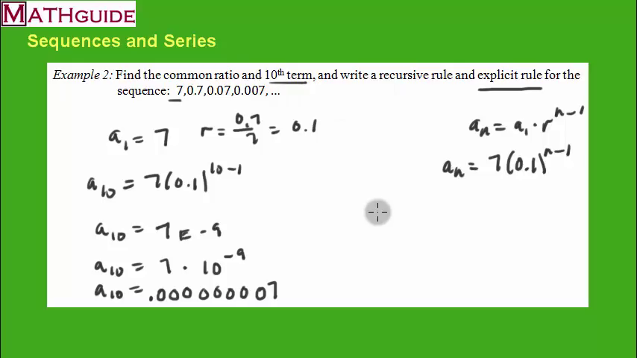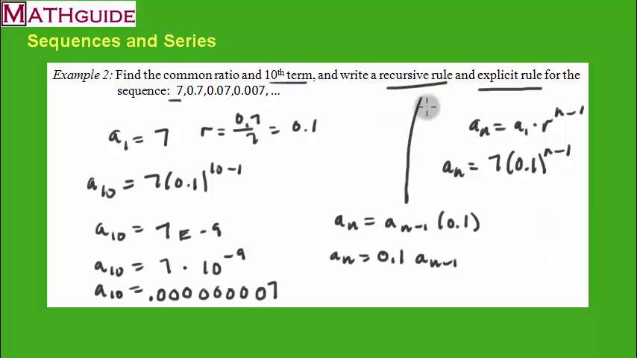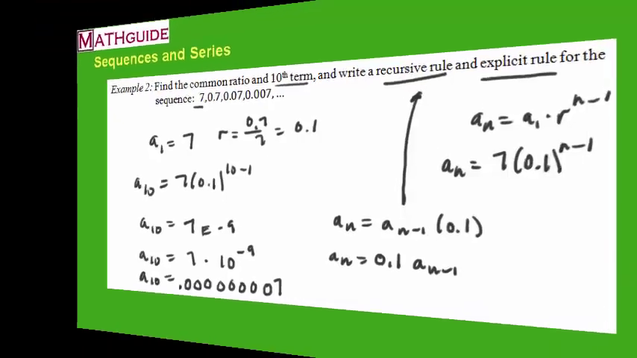Now let's write a recursive rule. The recursive rule says if you take the n minus 1 term, multiply it by the common ratio, you get the nth term. Again, I'm going to put that common ratio first. There you go. There's your recursive rule right there. On to the next problem.